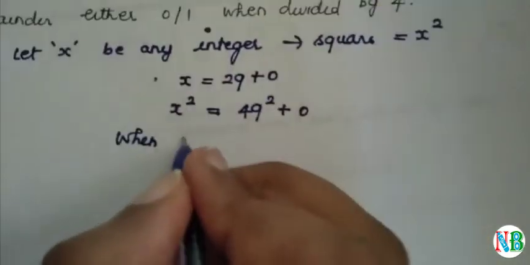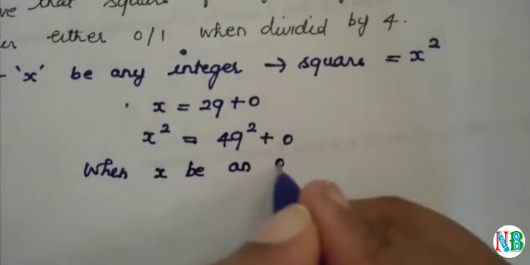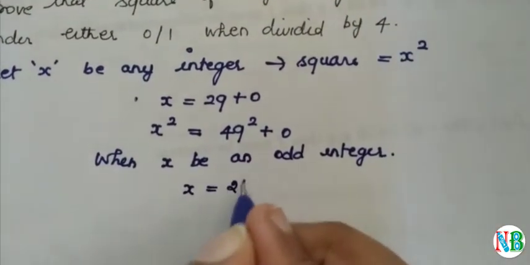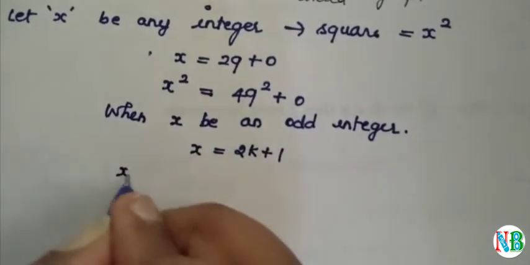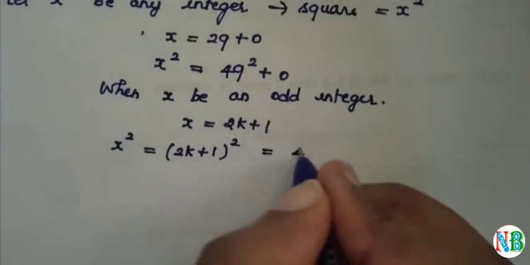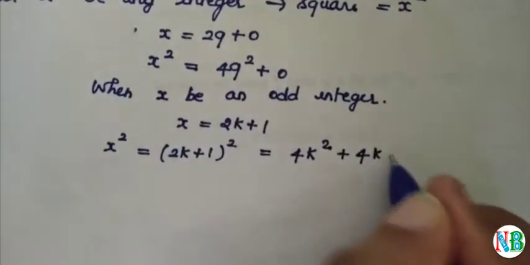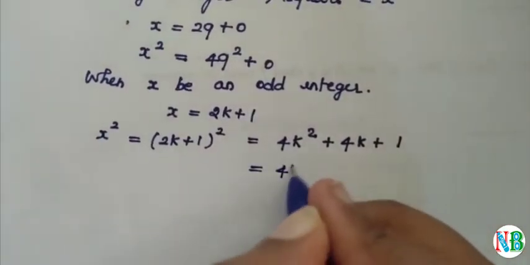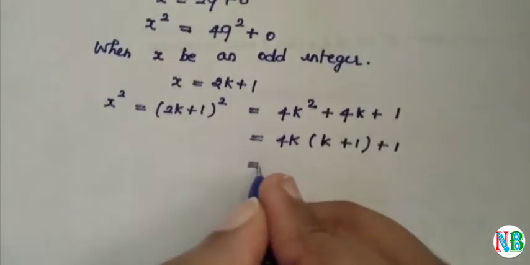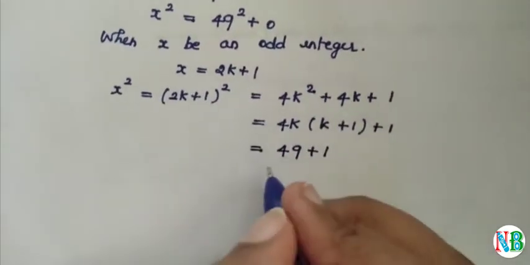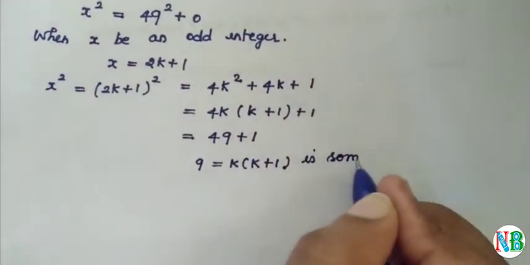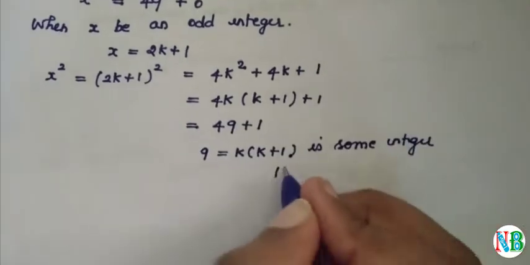When x is an odd integer, we get x = 2k + 1. Then x squared is equal to (2k + 1) whole squared. On simplification, it becomes 4k² + 4k + 1. Taking 4k common, we get 4k(k + 1) + 1. So we can write 4q + 1, where q = k(k + 1). k(k + 1) is some integer, and hence proved.